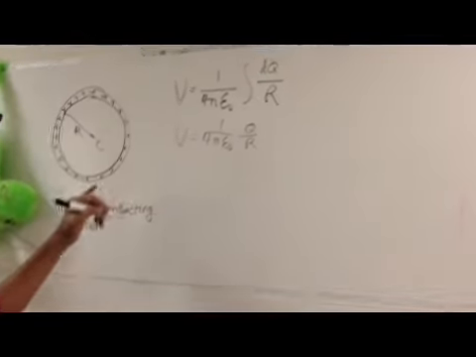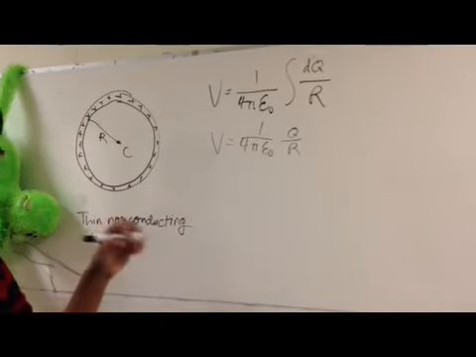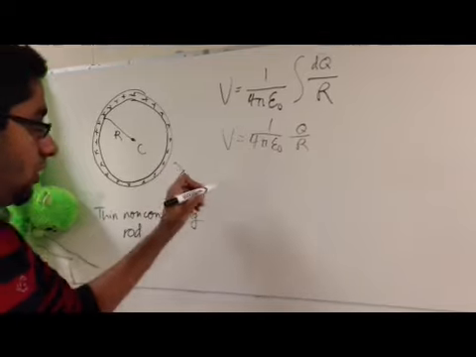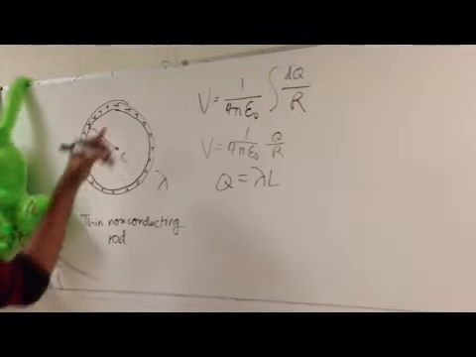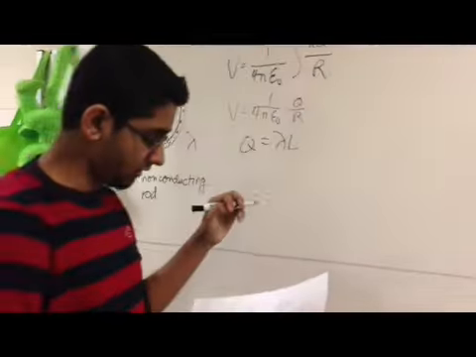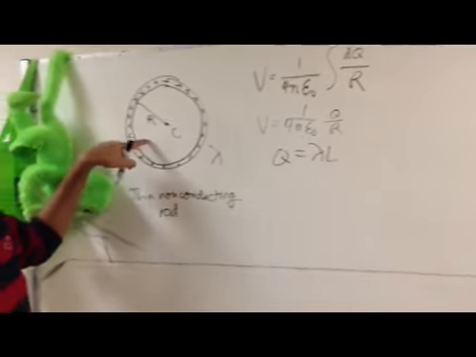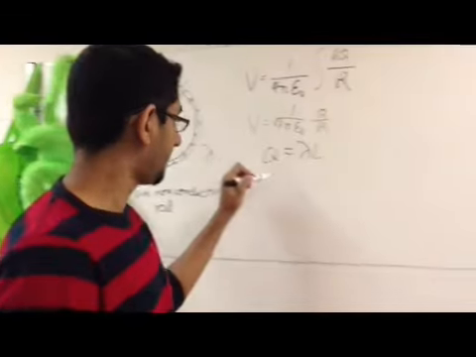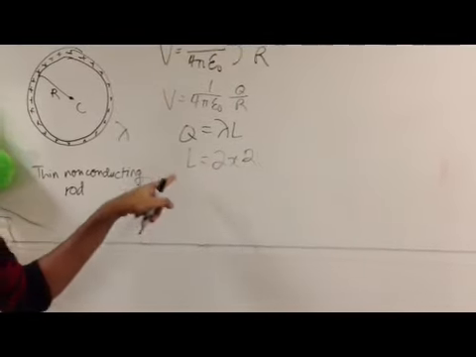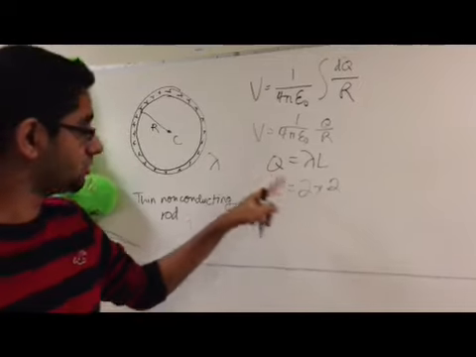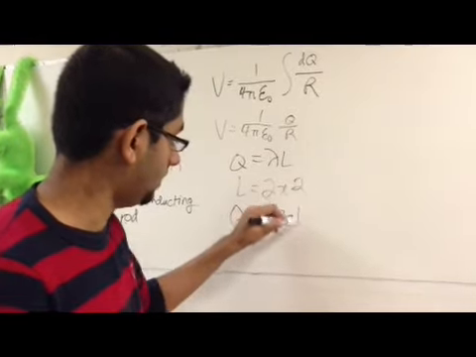Now we are given that this rod has a uniform charge per unit length of lambda. So we know that Q is equal to lambda L, where L represents the length of the rod. We can find L by taking the circumference of the circle, because the rod is wrapped around the whole circumference. The circumference is 2 pi r, so L equals 2 pi r, and Q will be equal to lambda times 2 pi r.